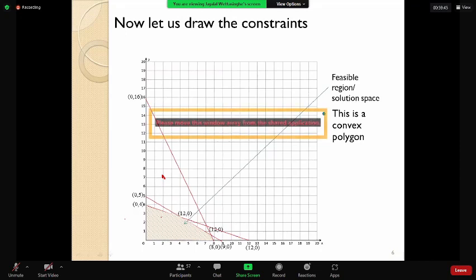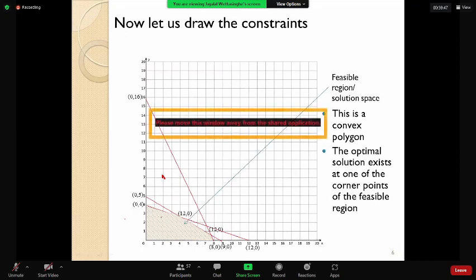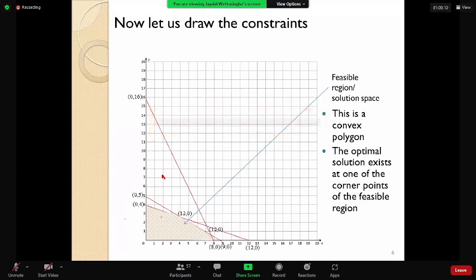And there is a theorem that when this feasible region is a convex polygon, now for the time being, just remember this word, I will explain that later. When this figure is a convex polygon, the solution exists at one of the corner points of the feasible region. That is a theorem that we can use.